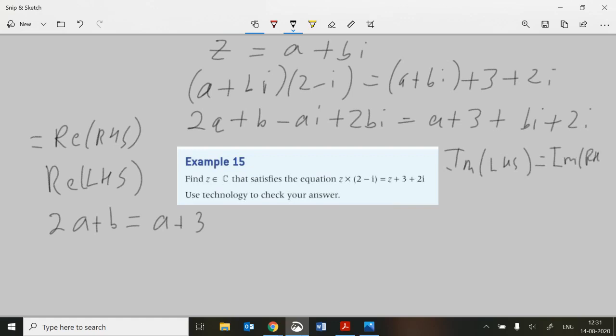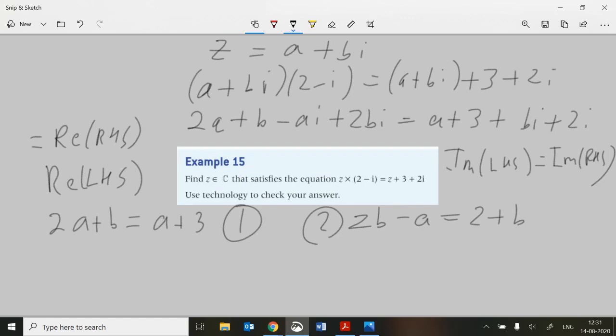I'll give myself enough space again. There we go. So imaginary parts here. Let's have a look at this. Well, if we factorize out the i, we've got 2b minus a, lots of i here. And on the right-hand side, we have 2 plus b. So you can see what we've got. We've got two simultaneous equations which we can now solve.